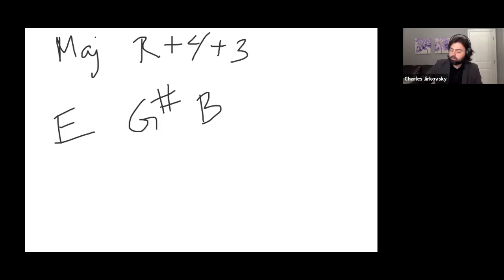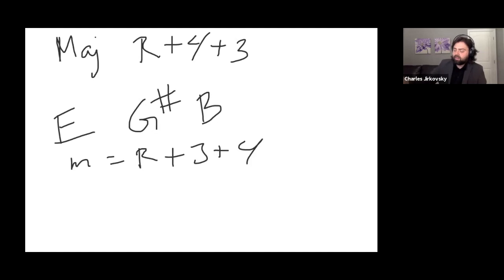The minor chord formula is root plus 3 plus 4. So can someone give me a different minor chord, please? E minor. Say that again? E minor.